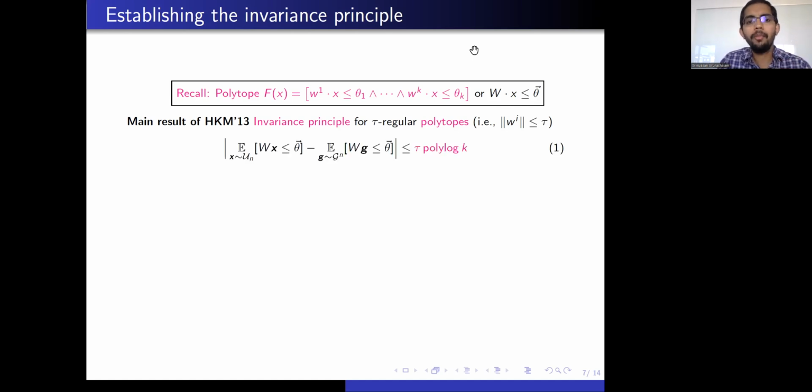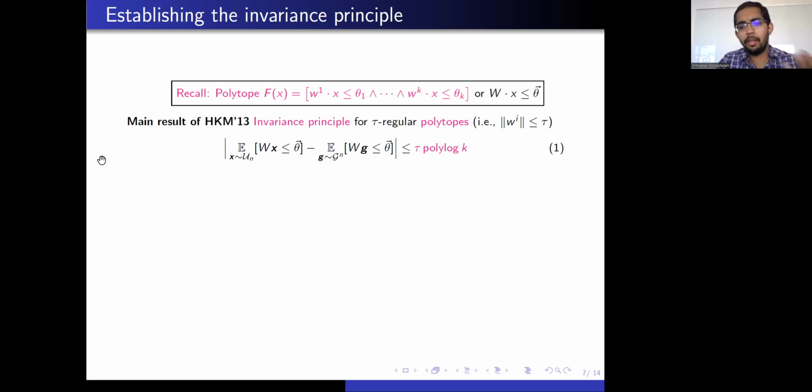And the main theorem that they proved is deciding whether Wx is at most θ or Wg is at most θ. The point is this quantity is at most tau times polylog in K. That is, if I give you a uniformly random bit string or a uniformly random Gaussian vector, the quantity Wx at most θ will look very similar if I give it either a bit string or a Gaussian vector. So that's their main theorem with which they prove their main PRG.